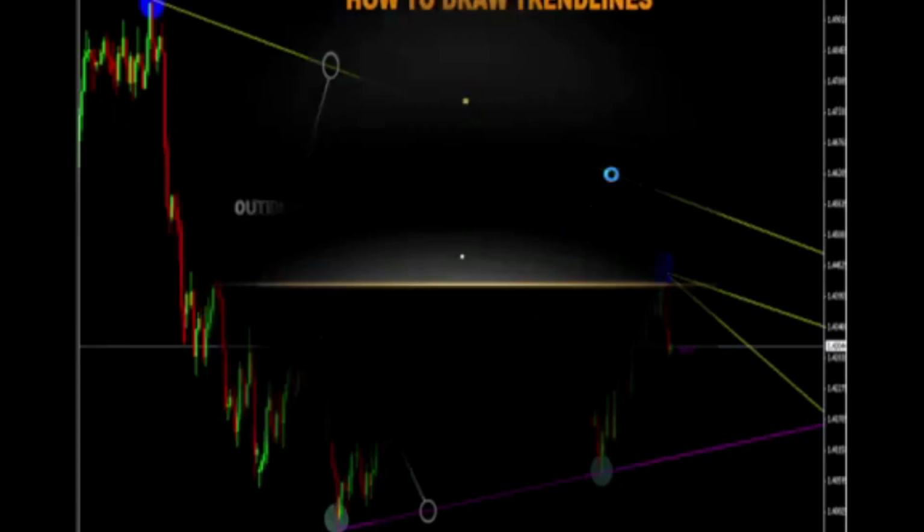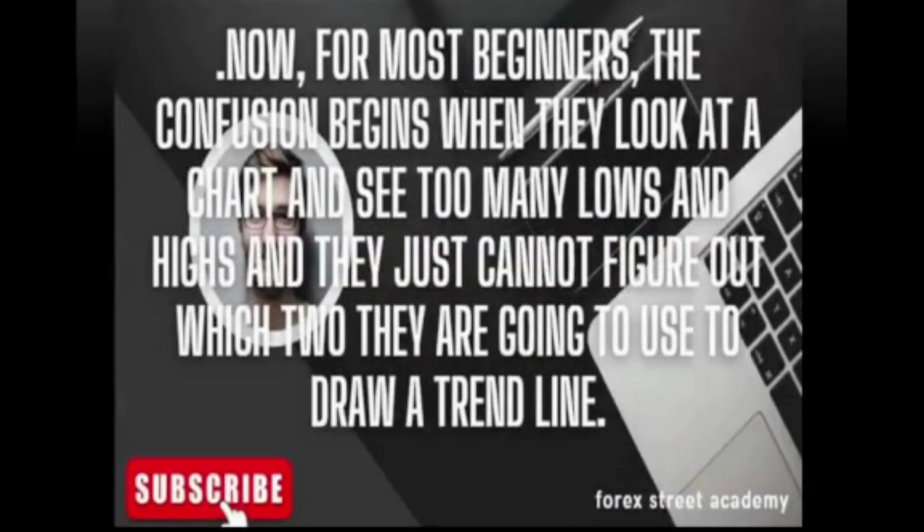All right, so we're going straight to our next topic now. For most beginners, the confusion begins when they look at a chart and see too many lows and highs, and they cannot figure out which two to use to draw a trend line. These are the challenges a lot of traders out there are facing. They look at the charts and don't know how to draw this, how to scale this up, how to start, or where to enter from.